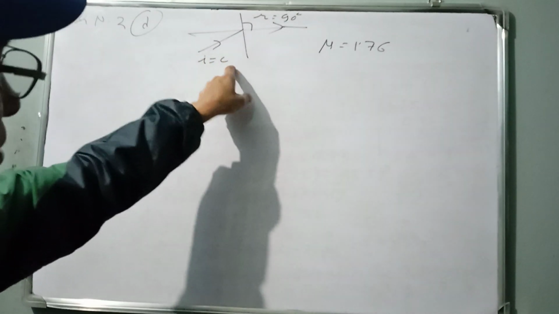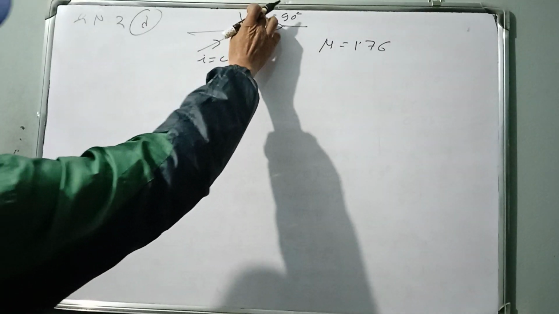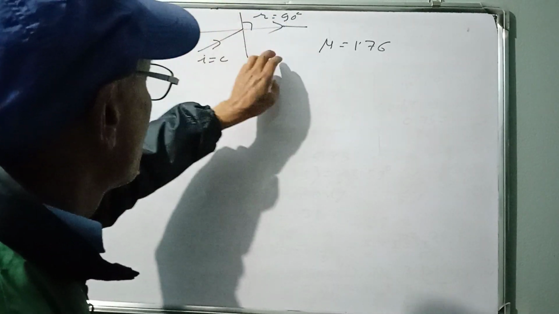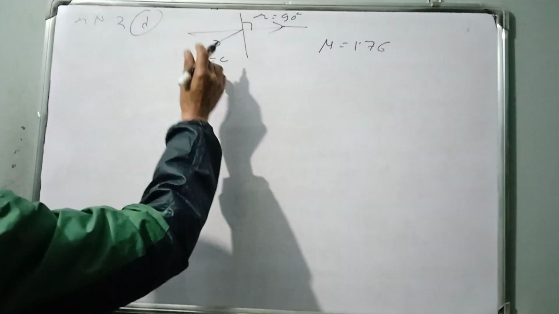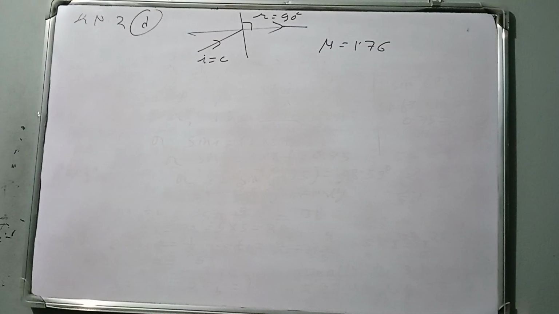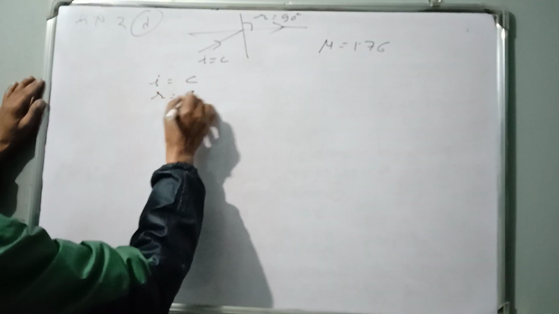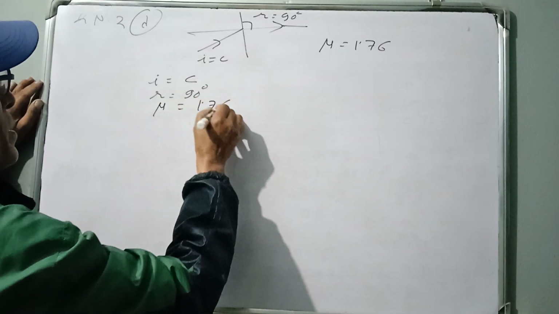The critical angle is the angle of incidence in the denser medium for which the corresponding angle of refraction in the rarer medium is 90 degrees. Since angle of refraction R equals 90 degrees, this angle of incidence is equal to the critical angle, a special case of the critical angle. See what you do. I equals C, R equals 90 degrees given. Refractive index mu equals 1.76 given.